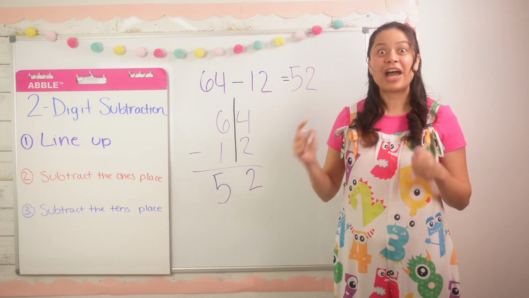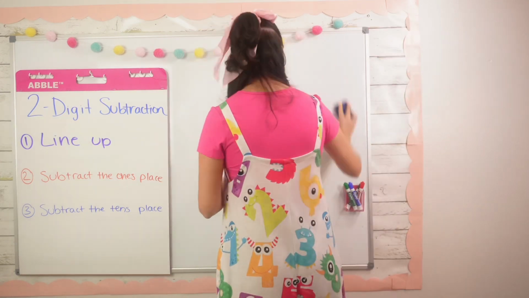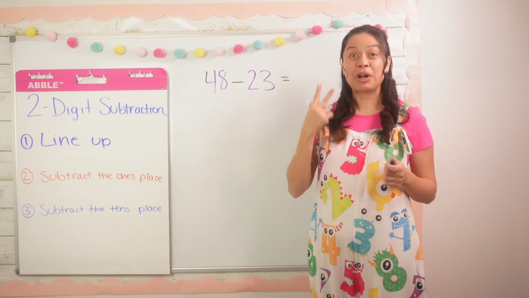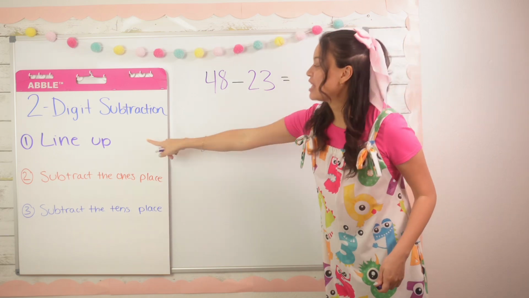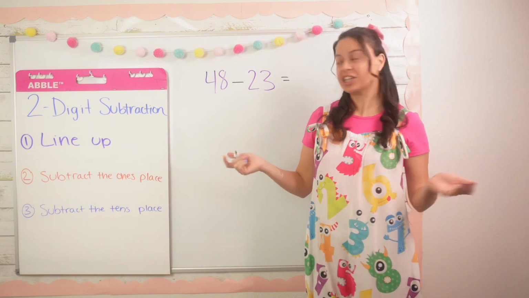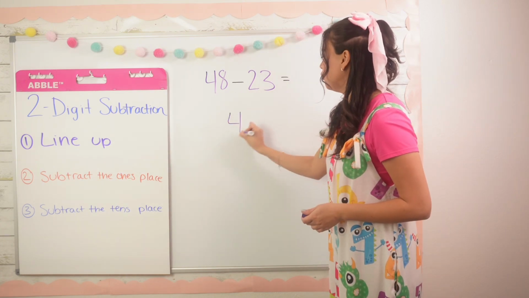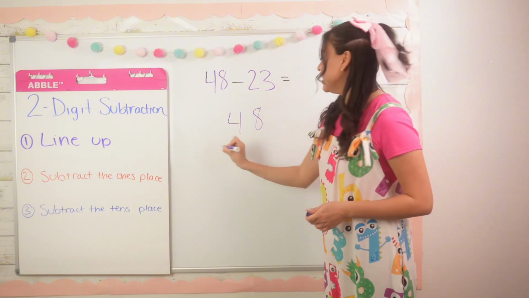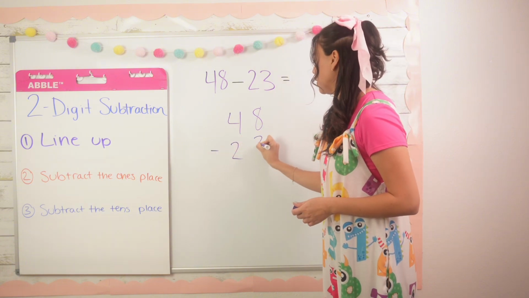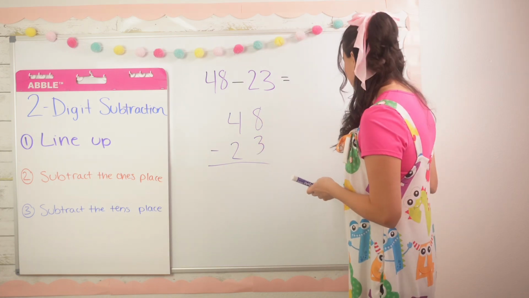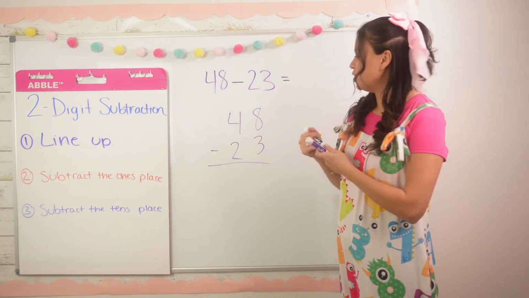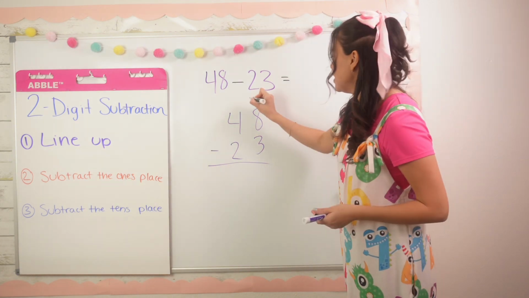Okay, besties, let's go ahead and do example number 2. Okay, so for example number 2, we have 48 minus 23. So step number 1 is to line up the numbers vertically. So I'm going to rewrite it over here, 48 minus 23. So I'm lining up my numbers using the place value. So I'm going to draw a line straight down the middle just to separate the ones from the tens place.